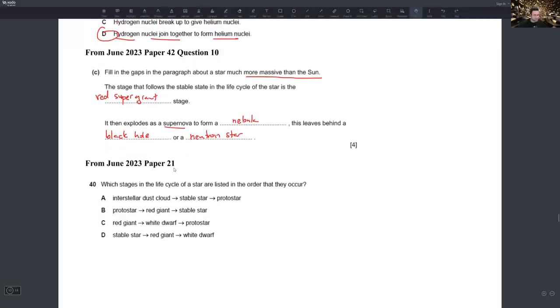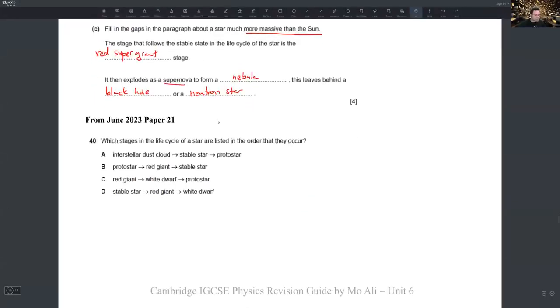Oh, this is June 23, paper 21. This was from paper 4, by the way, the last one. Which stages in the life cycle of a star are listed in the correct order? Interstellar dust, right. Stable star, right. Protostar, no. Protostar comes before the stable star. Protostar, then red giant, then stable star? No, the stable star should come before the red giant, so no.